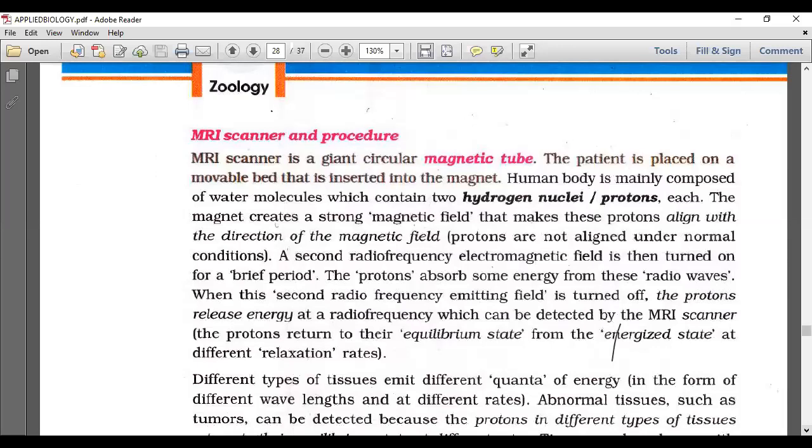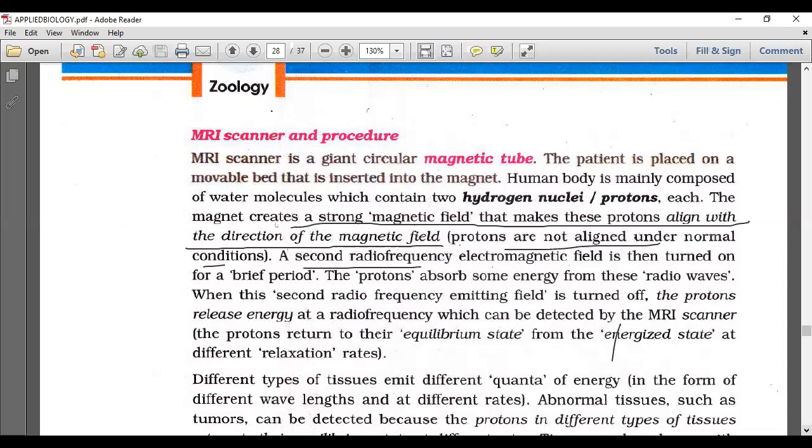The human body is mainly composed of water molecules, which contain two hydrogen nuclei, or protons, each. The magnet creates a strong magnetic field that makes these protons align with the direction of the magnetic field. Protons in general are not aligned under normal condition; they are not aligned in one direction. Next, what we are doing, that is the first point to be remembered.